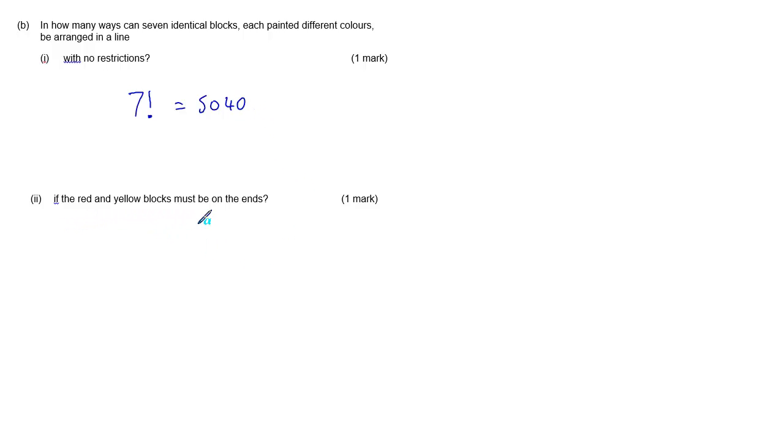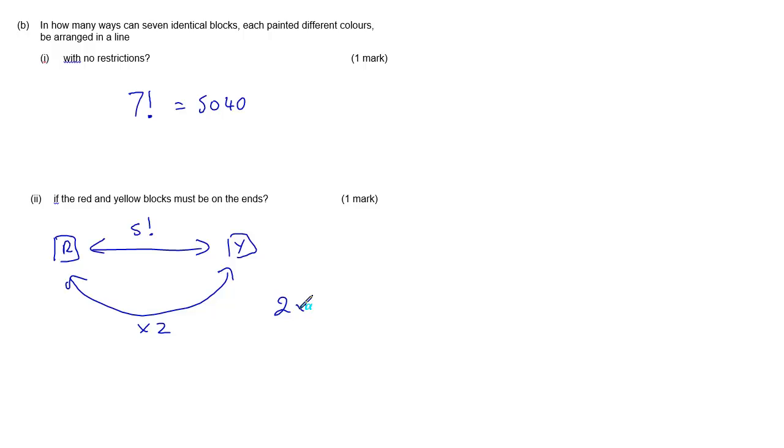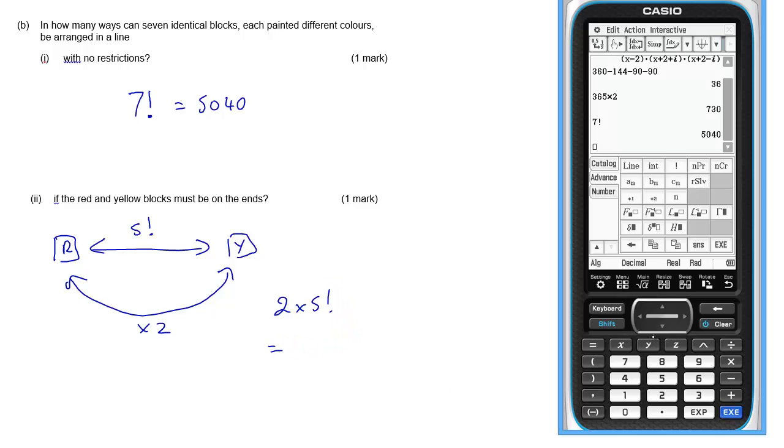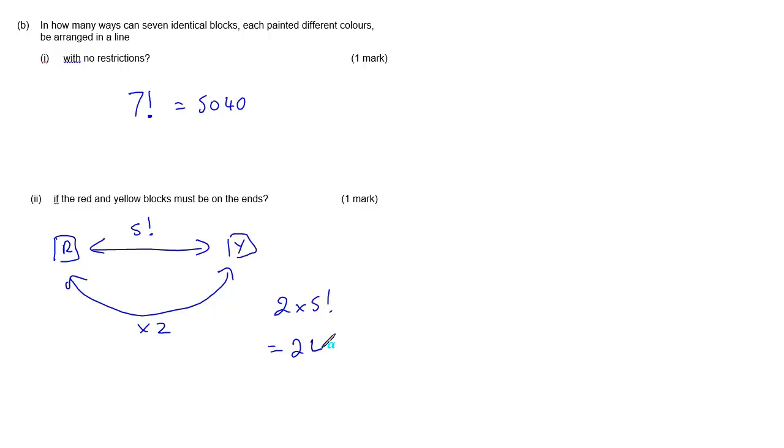The red and yellow blocks must be on the ends, so we can have red and yellow, and then there's 5 other blocks that can go in the middle, so that's 5 factorial, but of course these can switch ends as well, so that's going to be 2 times 5 factorial. So 2 times 5 factorial is 240.